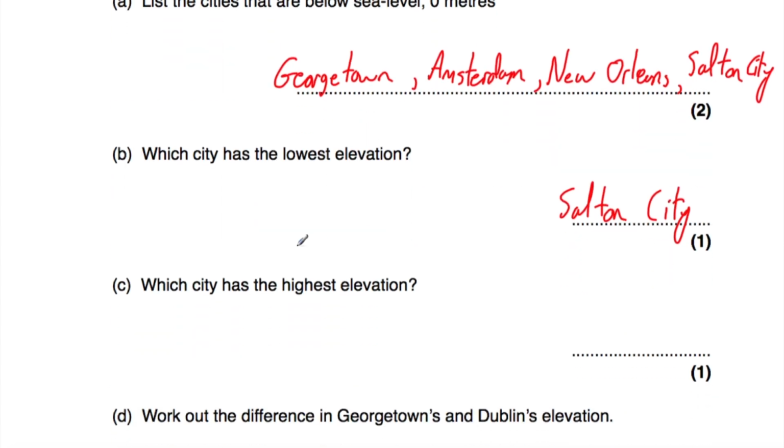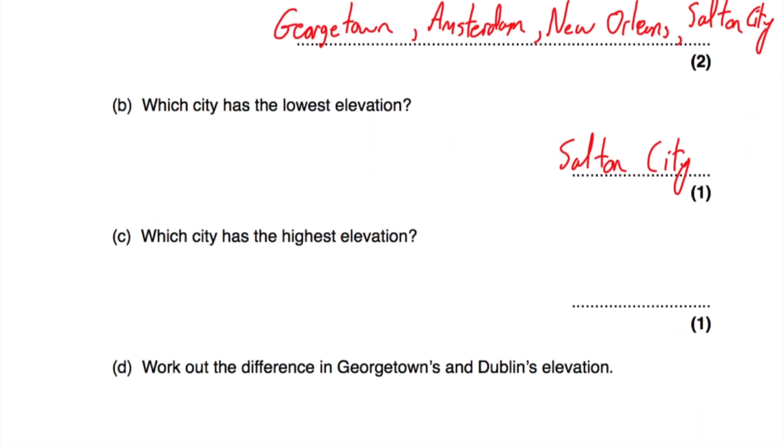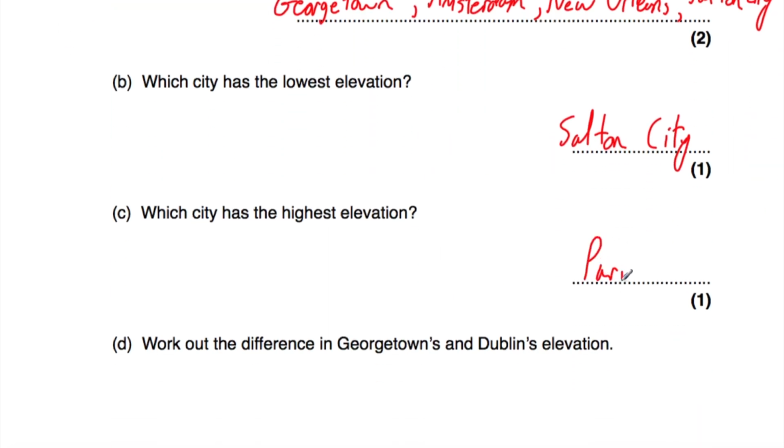Part C. Part C says which city has the highest elevation. So let's look at these elevations. The highest ones, well, let's look at Paris and Dublin, because they're the only elevations that are above sea level, 8 meters and 34 meters. So Paris has got the highest elevation. So let's write that down: Paris.